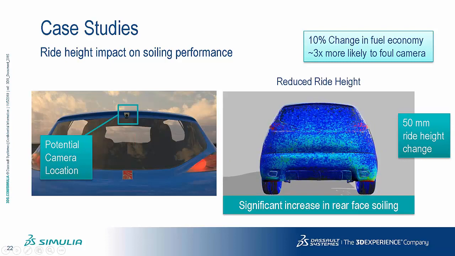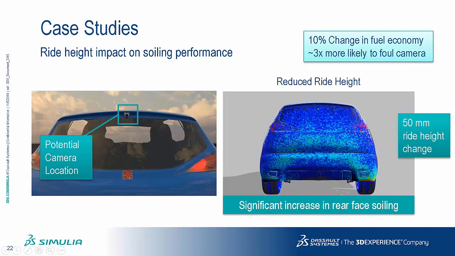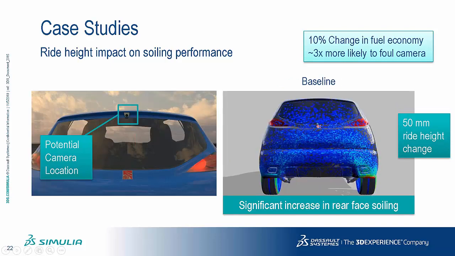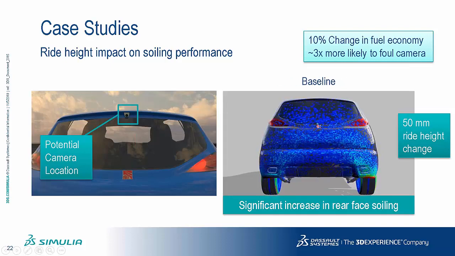So that meant that we were 3 times more likely to have water hitting the camera of the vehicle. So then that's all right, but it's good that we knew that that was going to happen. And then we would know that this is also probably going to mean that we're going to need a rear wiper. And then we could look at the trade-off between the wiper system and the cost associated with that versus the reduction in the fuel economy.